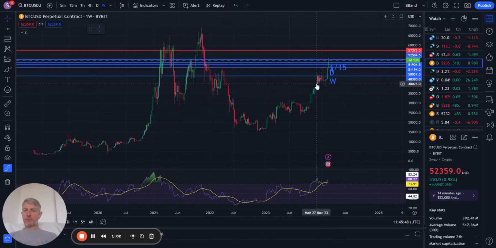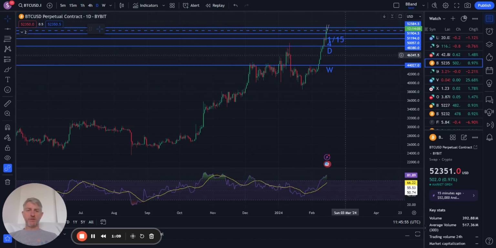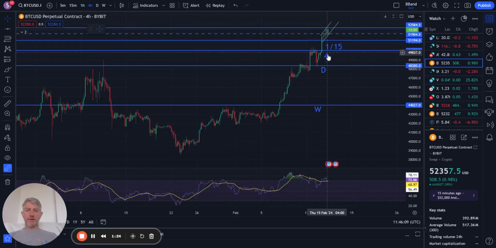The W stands for the weekly support, which is in the exact same place it's been for a couple of weeks. The D obviously stands for daily support. These are all support lines at the moment, more or less, because the price is going up. So the support lines are useful when the price is going up. And then that's the weekly, that's the daily, that's the 4 hour support. And then this 1/15 is the hourly or the 15 minute support line of randomness.